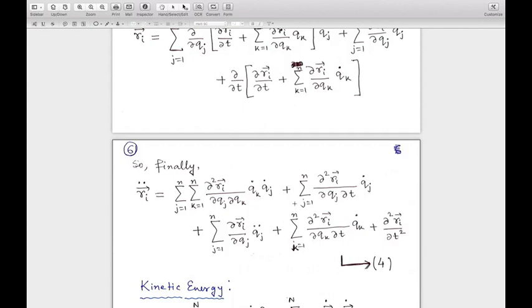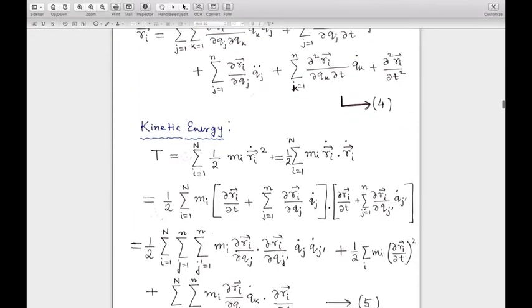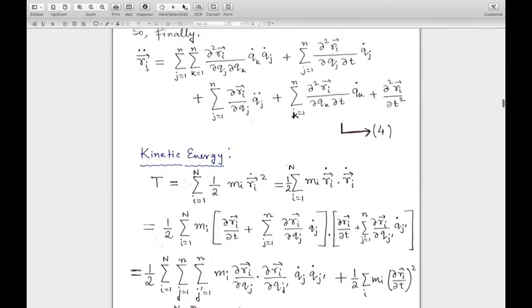As you can see here, I have just deliberately chosen different types of dummy indices so that you get familiarized with this type of dummy indices. This can be anything. And finally del 2 Ri del t2. So the total acceleration can now be written in terms of the generalized coordinates and generalized velocities in this way. So that's equation 4.